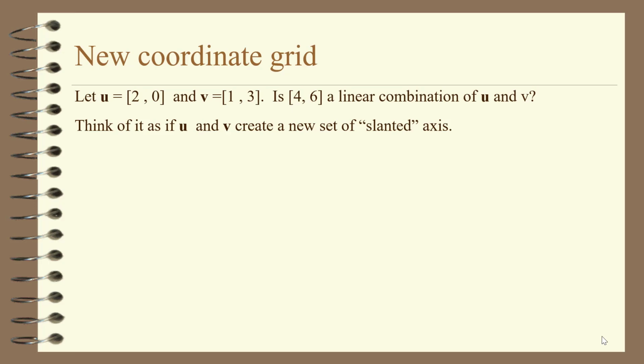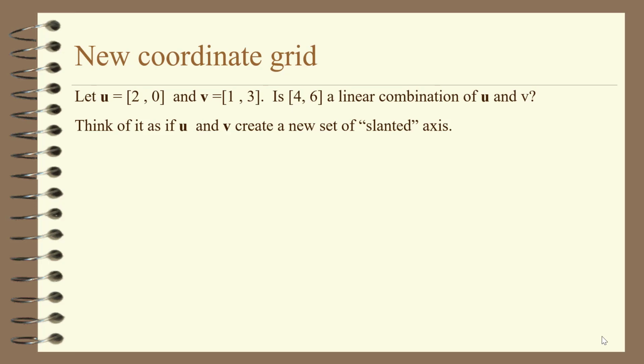Okay, let's take that idea and extend it. Let's suppose that you have the vector u, which is 2, 0, and the vector v, which is 1, 3. I want to know, is the vector 4, 6 a linear combination of u and v? Remember now, that means I need a scalar times u plus a scalar times v, that when I take the sum of those scalar multiples, I get the vector 4, 6.